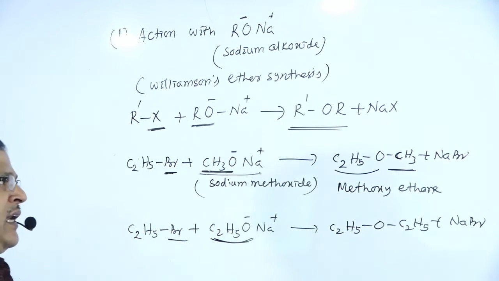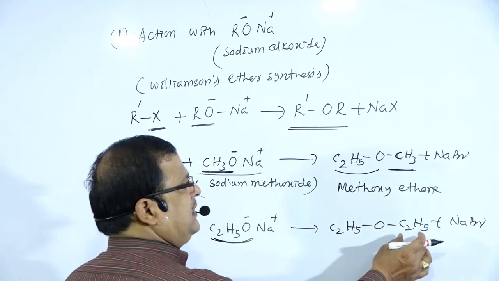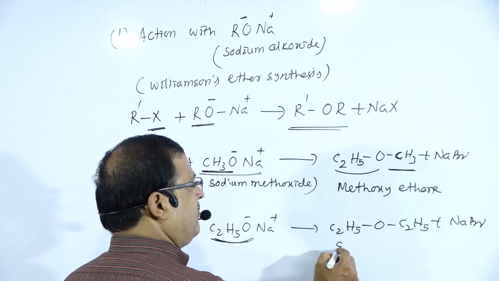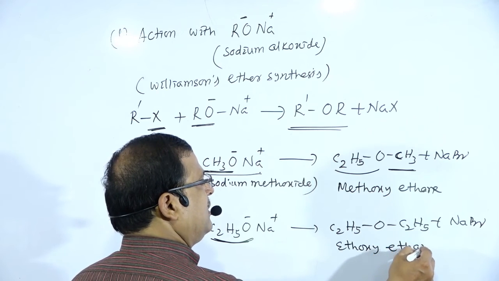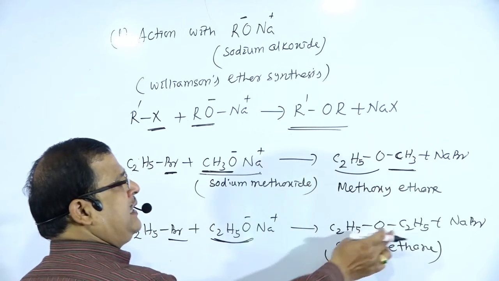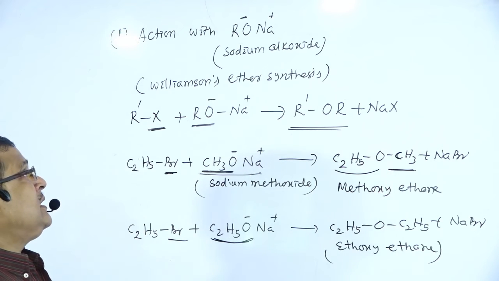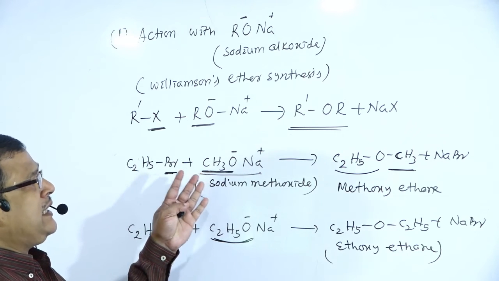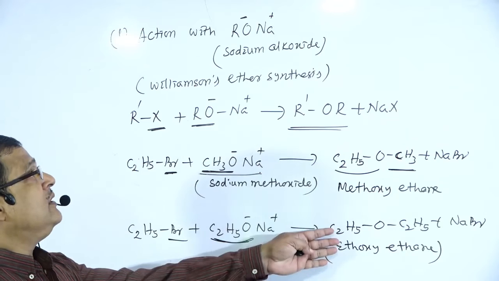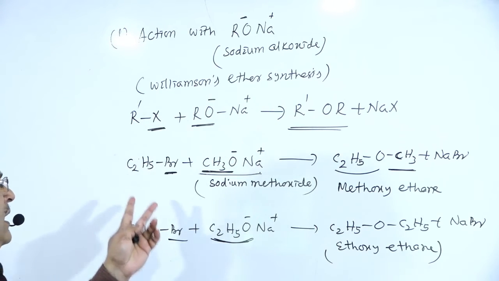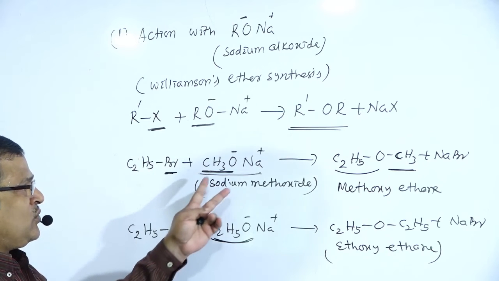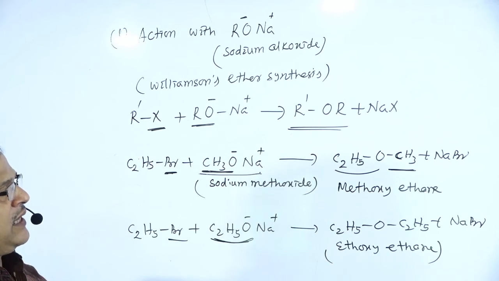That is diethyl ether, which is ethoxy ethane. Ethoxy ethane, and the common name is diethyl ether. So this is the reaction which indicates the formation of that ether. Therefore, the reaction is known as Williamson's ether synthesis. Alkyl halides react with sodium alkoxides to form an ether, and that is Williamson's ether synthesis.